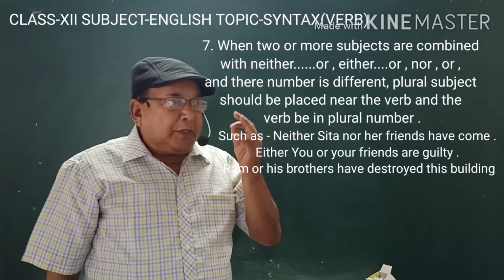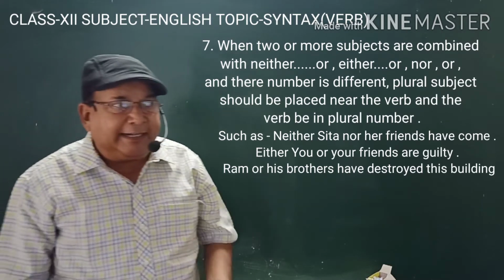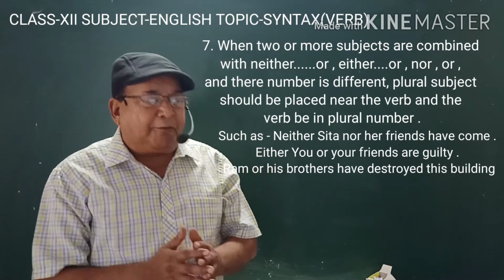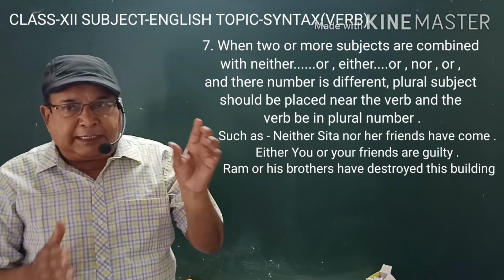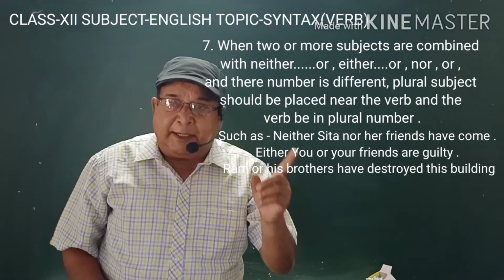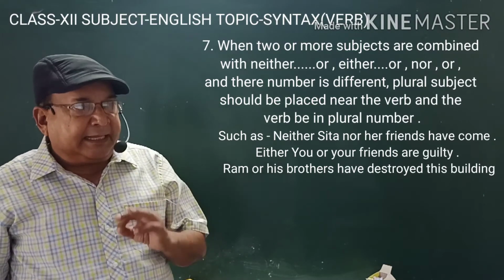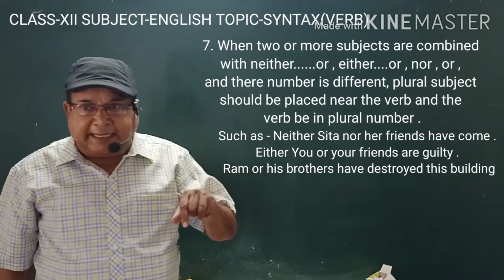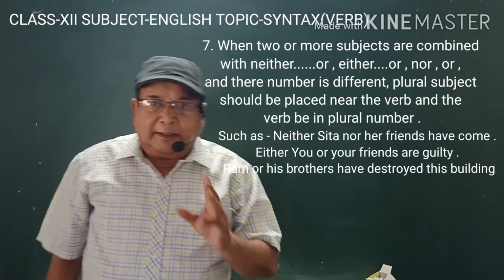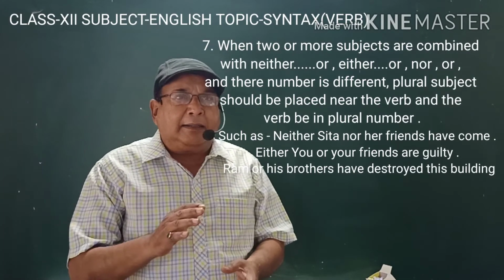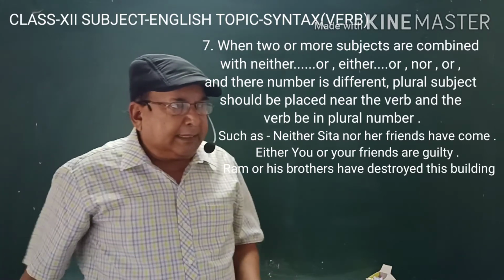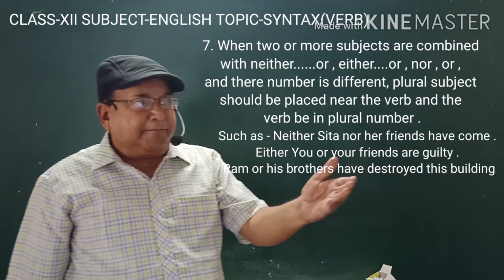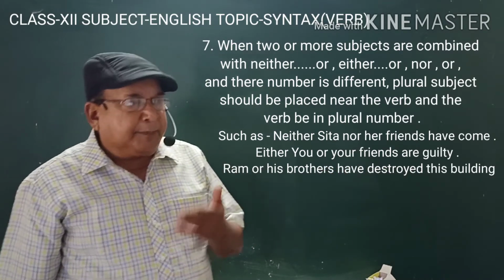For example, neither Sita nor her friends have come. In this sentence, her friends is the plural form of the subject. So it has been kept last, and the verb in plural form, have, has been used. Another example will make you understand more clearly. Either you or your friends are guilty. In this case, your friends, that is the plural subject, has been written last and the verb are has been used in its plural form. Another example, you can see Ram or his brothers have destroyed this building. In this case, similarly, his brothers have been used last and the verb has been used in its plural form.